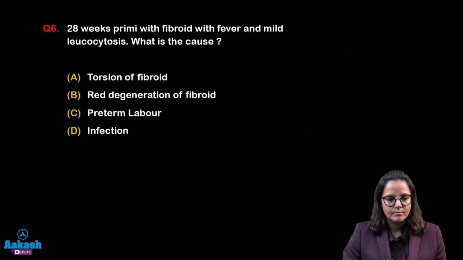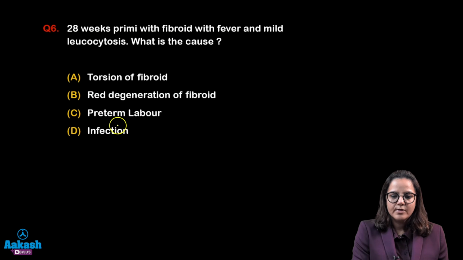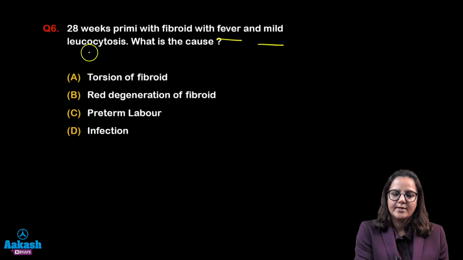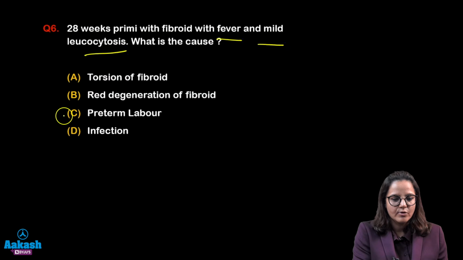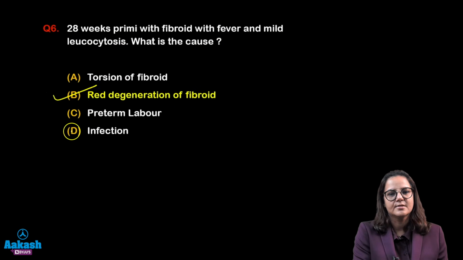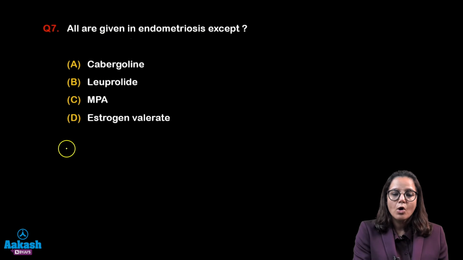Okay. 28 weeks primary with fibroid, fever, and mild leukocytosis. What is the cause? So this is a very straightforward question, and the cause is red degeneration of the fibroid. All are given in endometriosis except. Now this was a tricky question, okay? So let's go through the options.